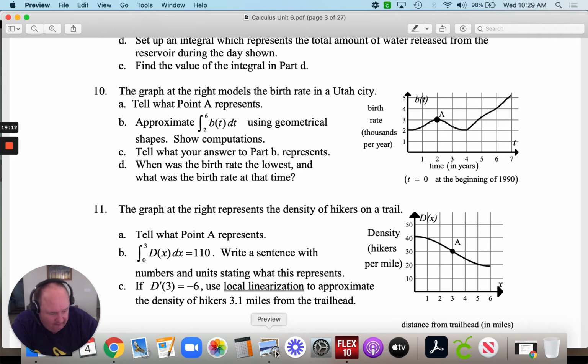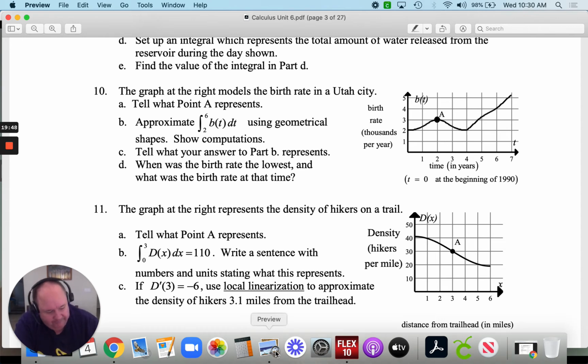From the beginning of 1992 to the beginning of 1996, approximately, there were approximately how many births? 12,000 births in one Utah city or a Utah city.